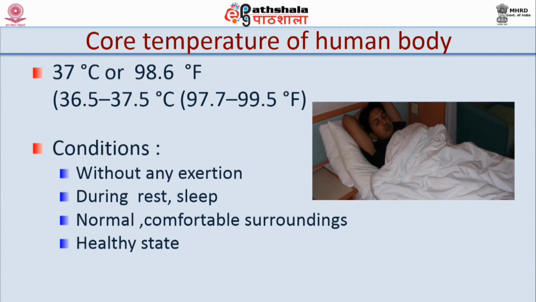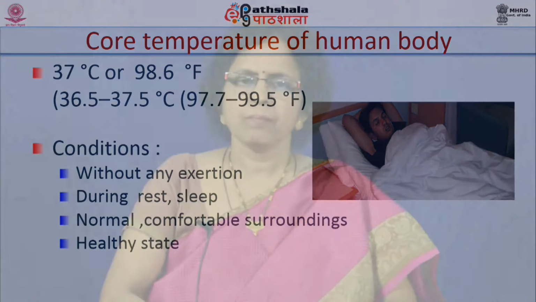In addition to that, the body has to be comfortable and also in a healthy state. You may be physically very comfortable, but internally you may be having a fever or any other unhealthy state. That is not the normal temperature. So the core temperature of the body, when we say 37 degrees or 98.6 Fahrenheit, is under normal healthy physiological conditions, when a person is in a very comfortable situation like resting or sleeping.